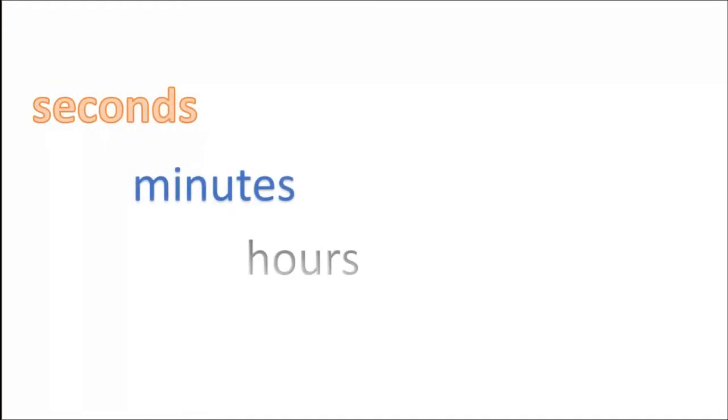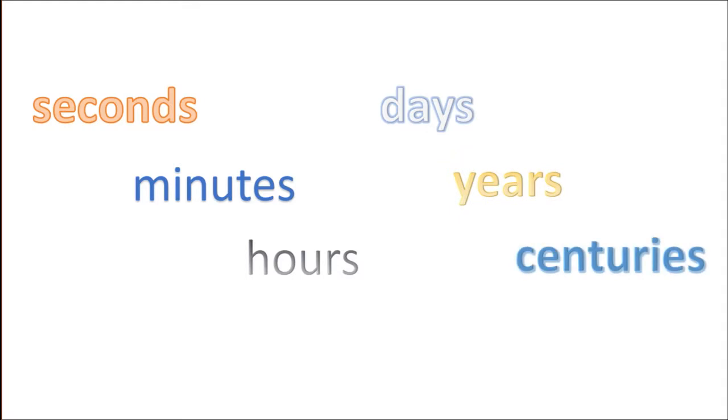Time is usually measured in seconds, minutes, or hours. It can also be measured in days, years, centuries, or many other longer units of time. In this course, we will often be working with seconds and sometimes minutes or hours as well. To denote time, we will often use the symbol t, which makes sense because time starts with the letter t.